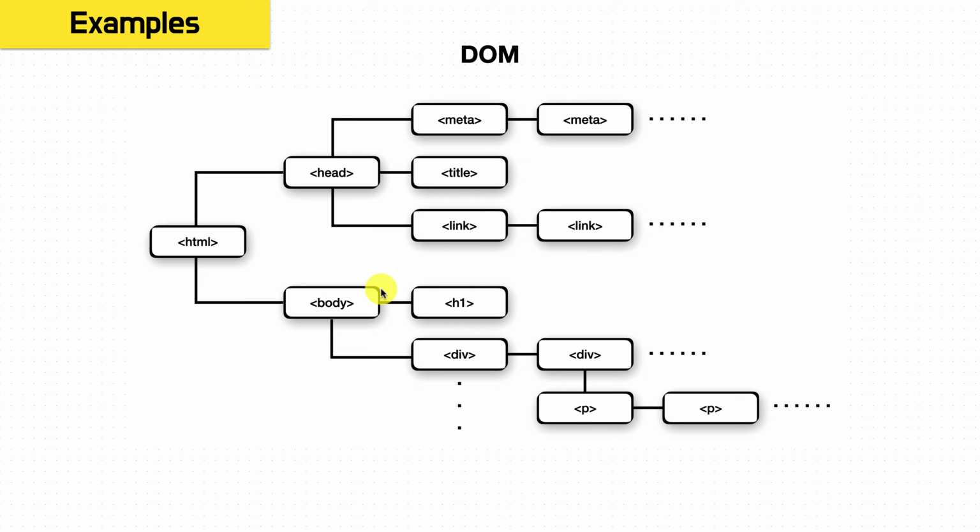Then we also have the body, and under the body, we can have things like h1 tags, we can have div tags, p tags, and this can go as deep or as broad as we want. It's all about how we build the page, so it's a very loose and unstructured data structure. Everything starts from the HTML node and branches outward and down. So the DOM is a tree data structure that represents the hierarchy of a web page.